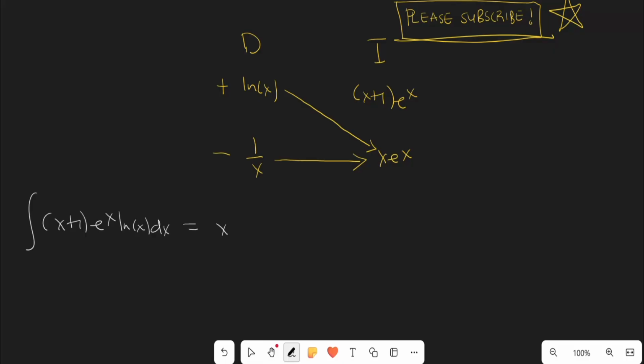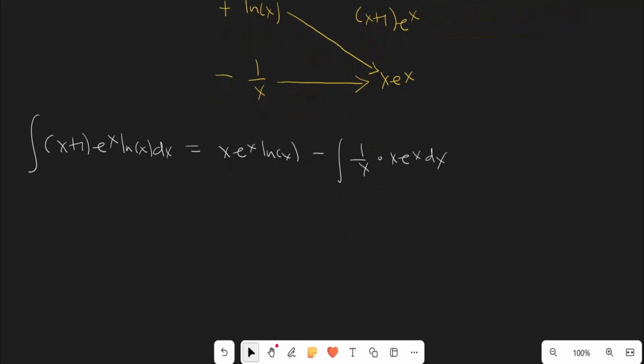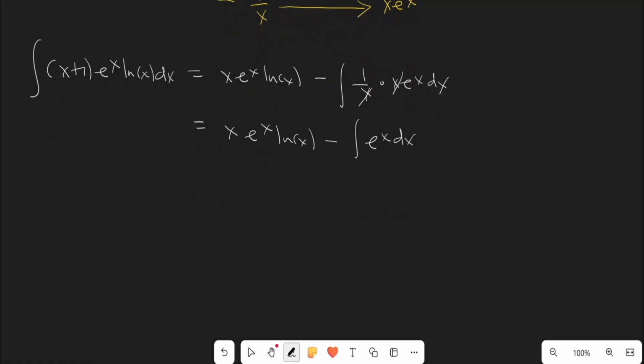That is going to be x e to the x ln of x minus the integral of 1 over x times x e to the x dx. And that is going to simplify to, because these guys will cancel, x e to the x ln of x minus the integral of e to the x dx, and we are having x e to the x ln of x minus e to the x plus the constant of integration.